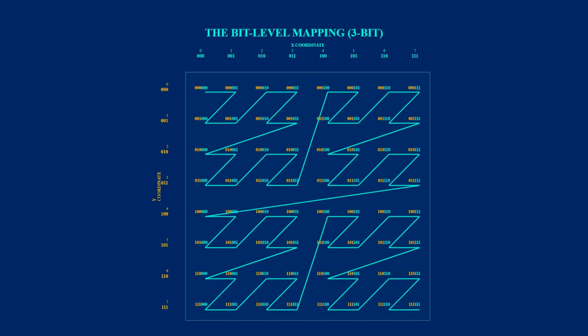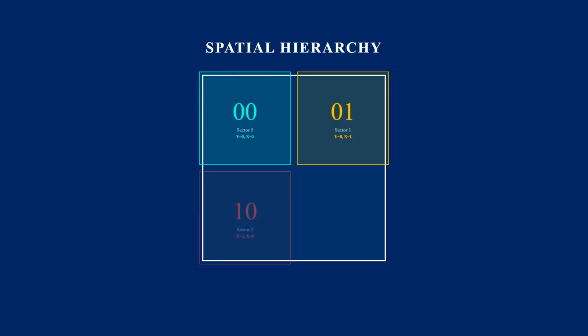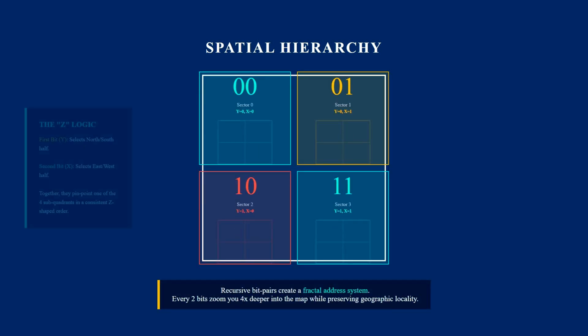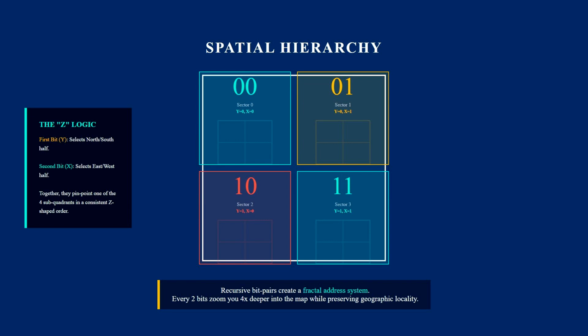Every cell is uniquely identified by a binary string where the even bits are y and the odd bits are x, pinning every point to a specific unique crossing sequence. This zipping creates a beautiful spatial hierarchy. The first 2 bits of the code decide which of the 4 major quadrants you're in.